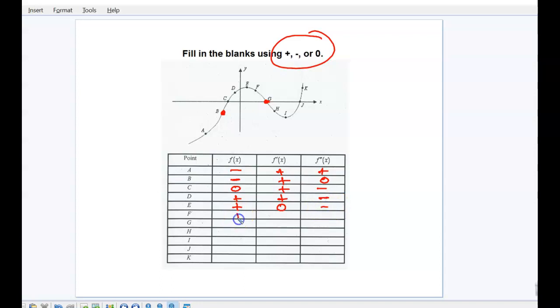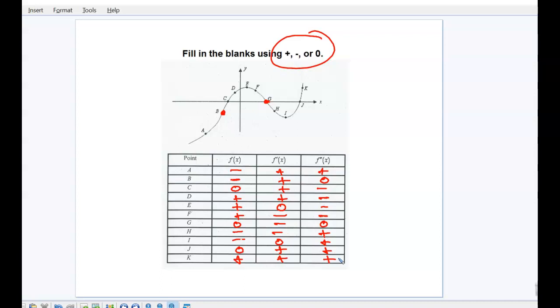At f, the function is positive, the slope would be negative, and the concavity is negative. G is an inflection point. It's 0, the slope is negative, second derivative is 0. H is negative, the slope of the tangent line is negative, concavity is up, it's positive. I is negative, the tangent line would be horizontal, it's concave up. J is 0, the slope would be positive, and the second derivative is positive. And K is positive, the slope is positive, and the concavity is up, so its second derivative is also positive.